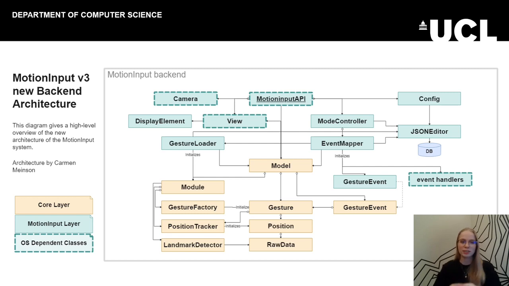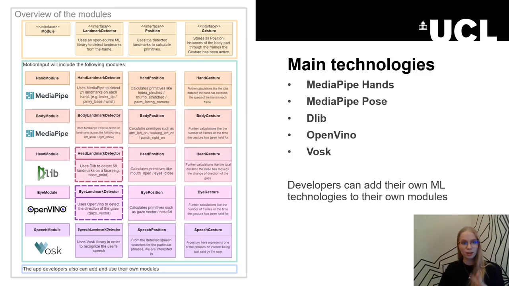In order to optimize gesture detection in the model, we are now using the observer pattern and leveraging the real-time nature of MotionInput and the fact that between the majority of frames, the gesture does not really change. MotionInput 3 allows for a wide range of ML to be integrated in different modules, including but not limited to MediaPipe Hands for high-fidelity hand tracking, MediaPipe Pose for full-body interaction, Dlib allowing for accurate facial recognition, OpenVINO for eye gaze inference, and VOSK enabling speech recognition.